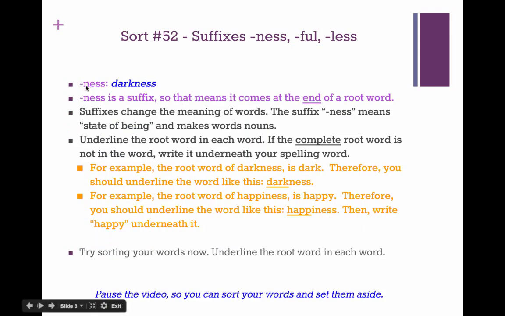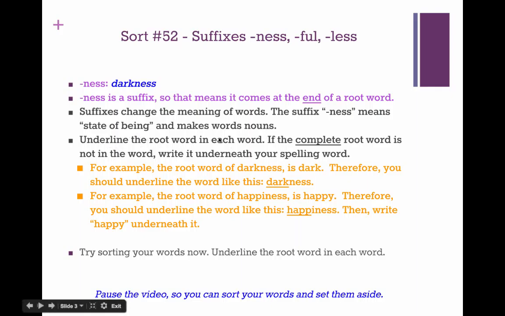Alright, so the first category we have is ness, N-E-S-S, such as the word darkness. Ness is a suffix, so that means it comes at the end of a root word. Suffixes change the meaning of words. The suffix ness means the state of being, and it also makes words into nouns.